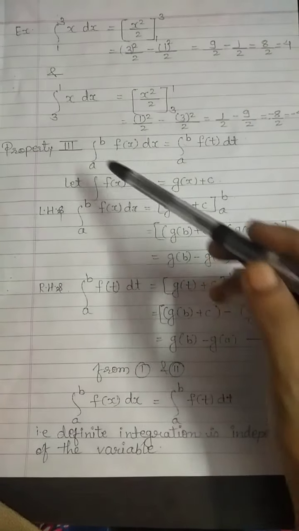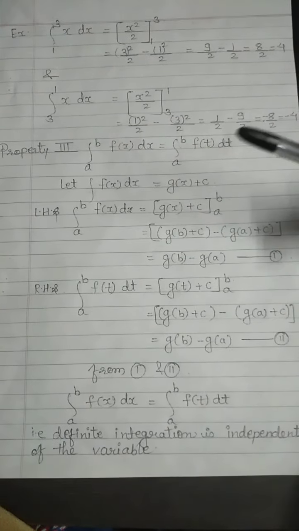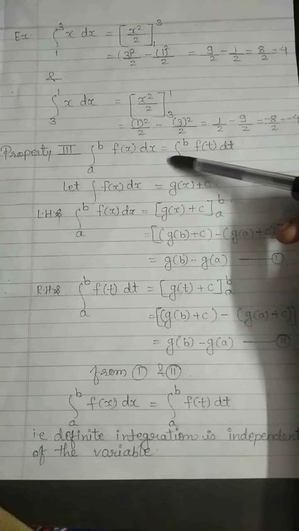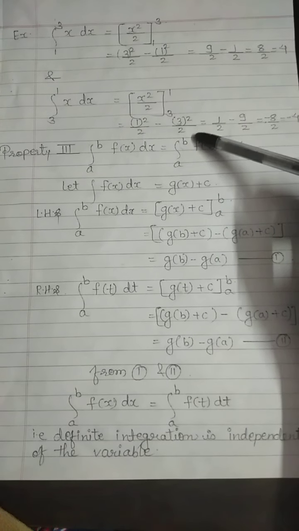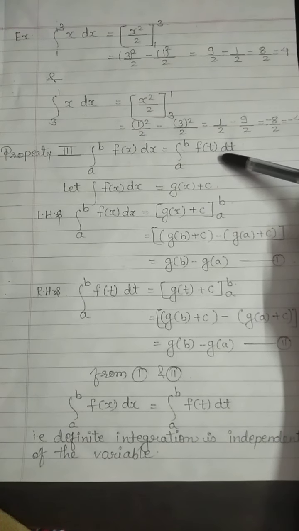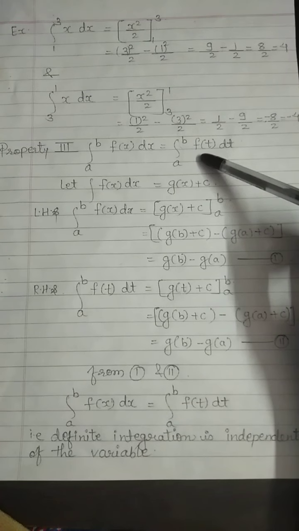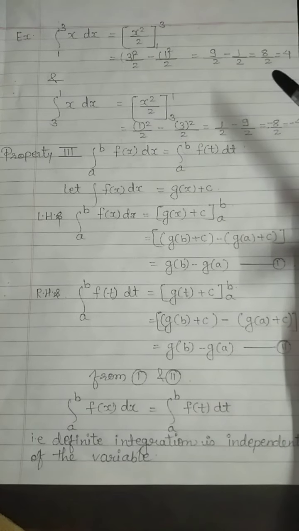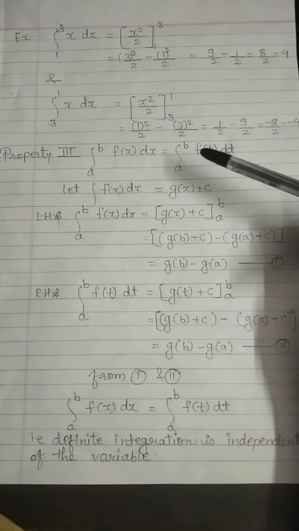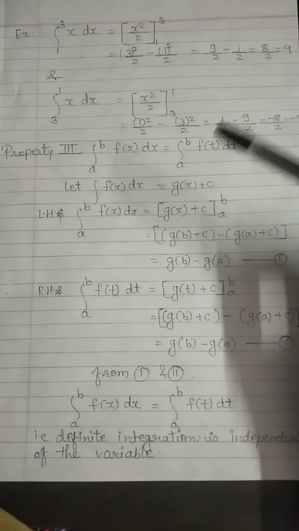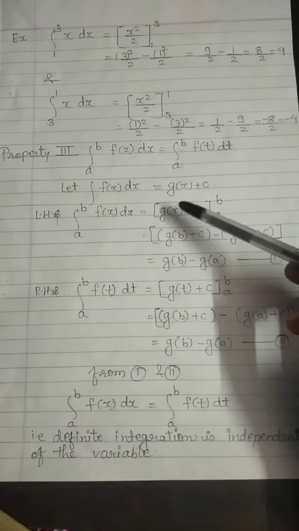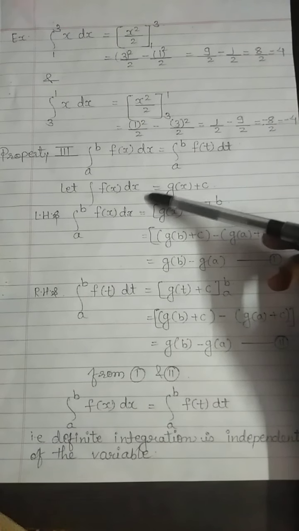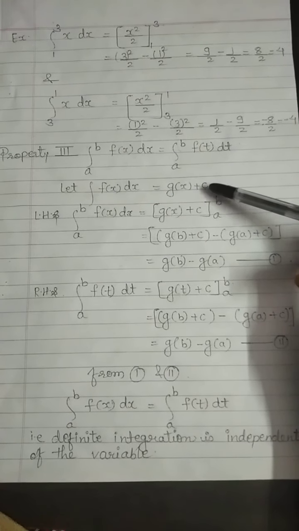Now property number 3. Property number 3 tells us that integration a to b f of x dx is equal to integration a to b f of t dt. Now here it means if we replace x by any other variable, then the value of the integration remains same. Here also we have a small proof regarding this property. Suppose we consider integration of f of x dx as g of x plus c.